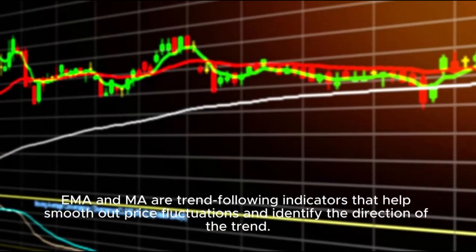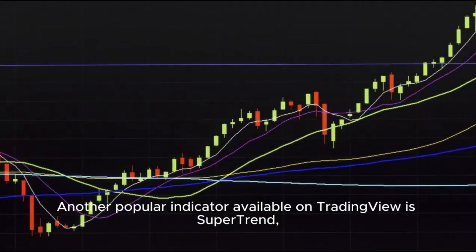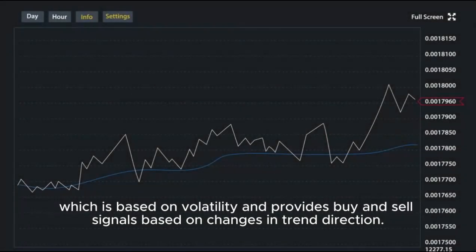EMA and MA are trend-following indicators that help smooth out price fluctuations and identify the direction of the trend. Another popular indicator available on TradingView is Super Trend, which is based on volatility and provides buy and sell signals based on changes in trend direction.